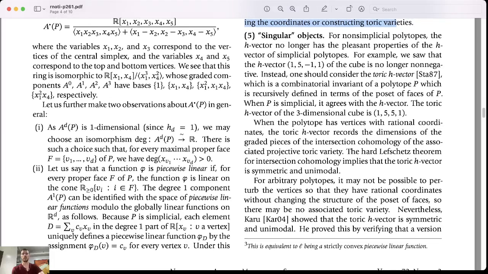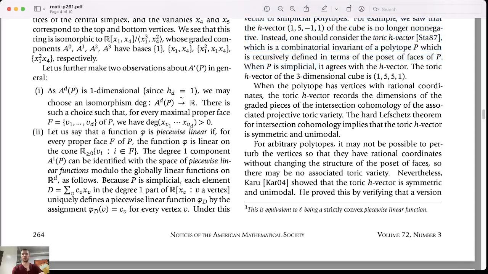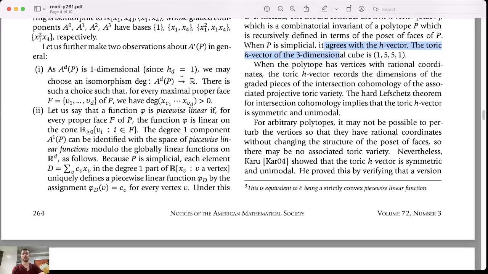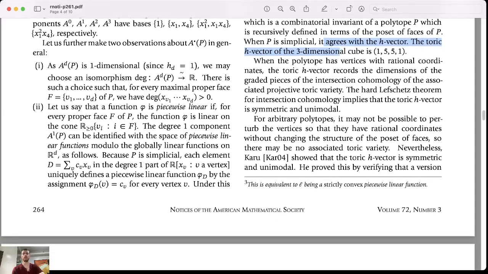Singular objects. For non-simplicial polytopes, the h-vector no longer has the pleasant properties of the h-vector of simplicial polytopes. For example, we saw that the h-vector (1, 5, -1, 1) of the cube is no longer non-negative. Instead, one should consider the toric h-vector, which is a combinatorial invariant of a polytope P, recursively defined in terms of the poset of faces of P. When P is simplicial, it agrees with the h-vector. The toric h-vector of the three-dimensional cube is (1, 5, 5, 1).